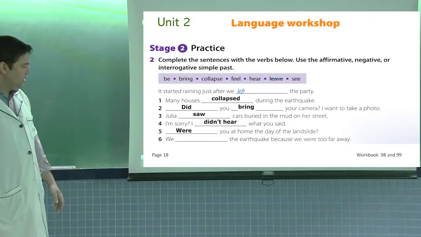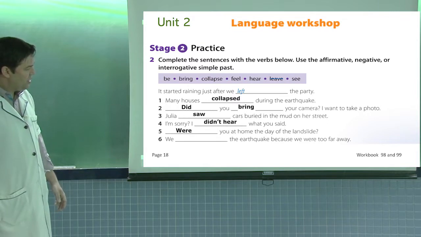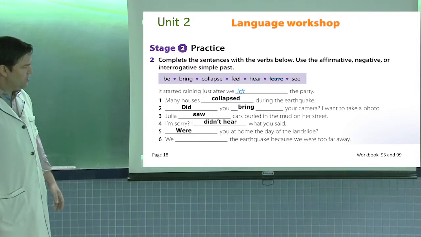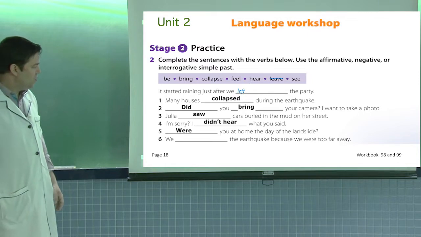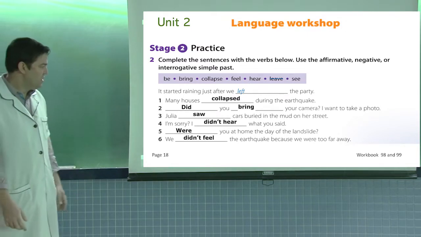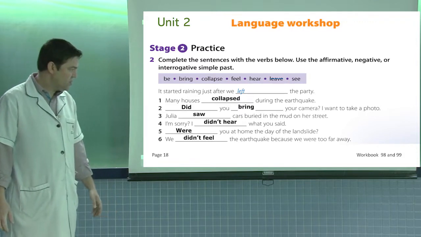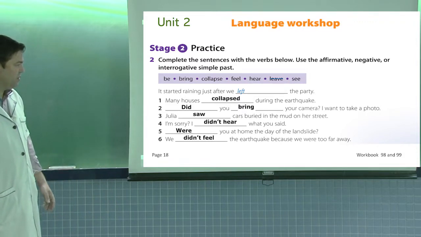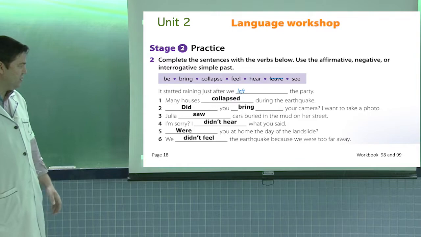And the last one, the earthquake because we were too far away. So we didn't, negative, yes, we didn't feel the earthquake because we were too far away, right? We were very distant, so we didn't feel, right?